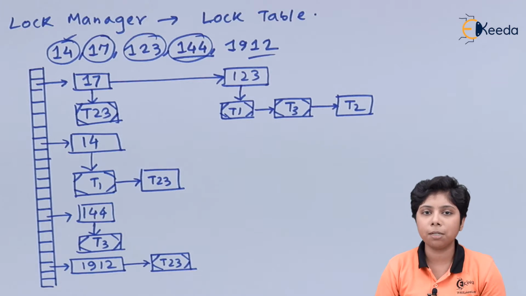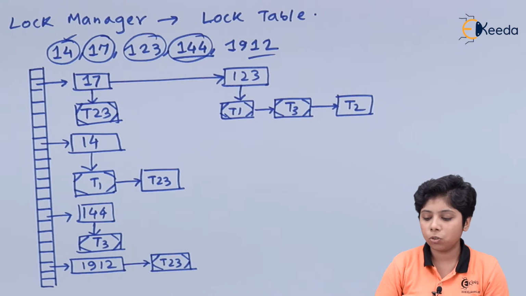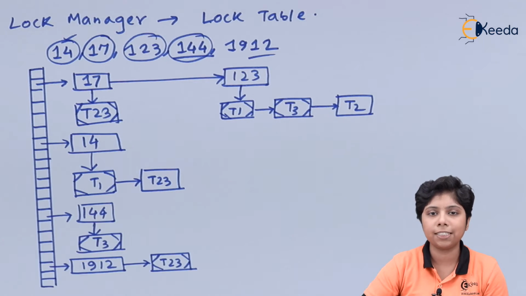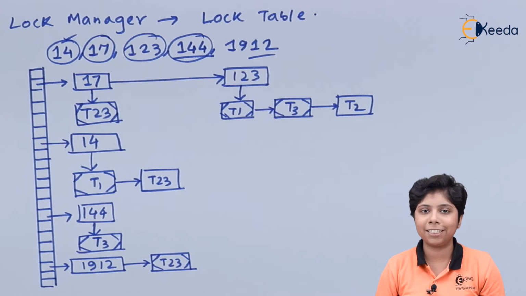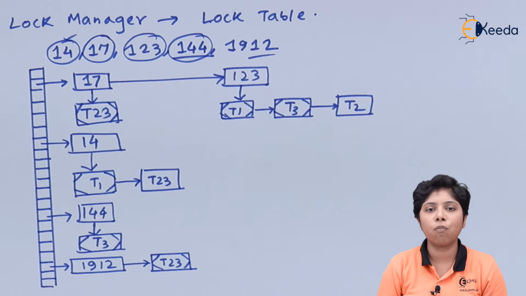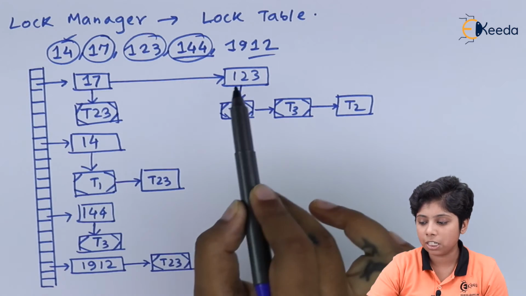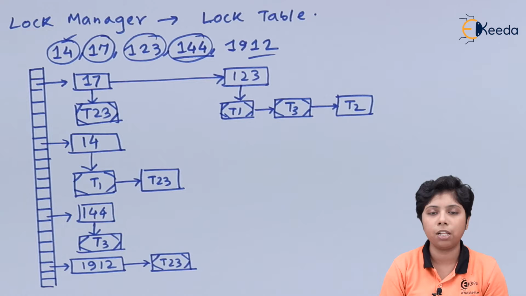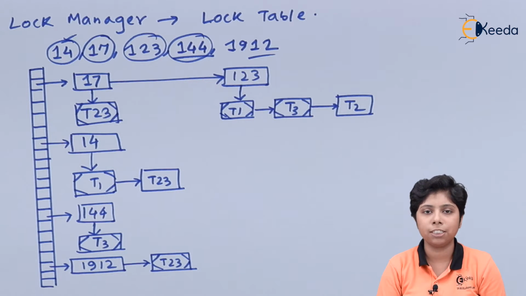But this lock table is not showing us which data item is being indexed to which one. So here we are not using any index in this lock table. So we do not know that to go to a data item, we need to traverse the entire linked list to reach the particular data item. Say if we are going for this 144, we need to move to 17, 123, 14, and finally 144. We cannot just go to an indexed one in this lock table.